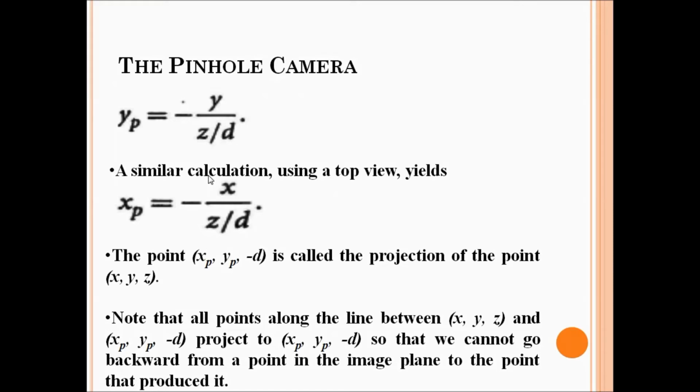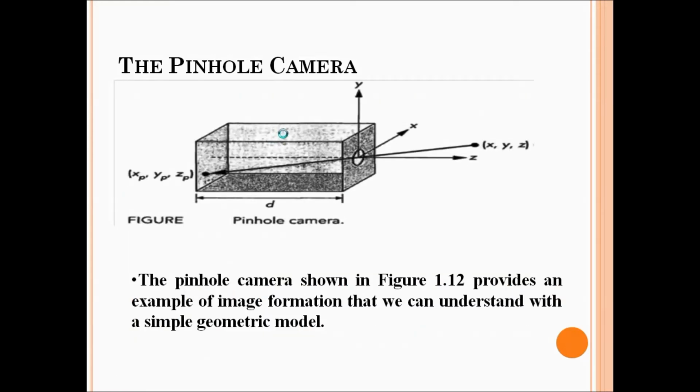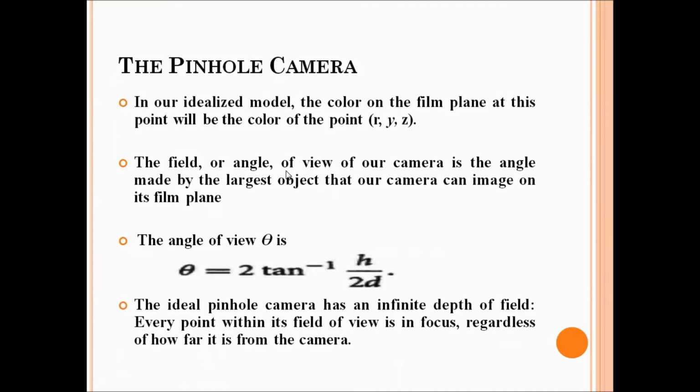And one more important thing, you can't go backward from a point in the image plane to the point that produced it. So xp, yp, zp is the image of the point x, y, z. From the image of a point on the film plane, I can't go backwards towards the actual point in the coordinate system. So I can't go back towards x, y, z from xp, yp, zp. That is important.